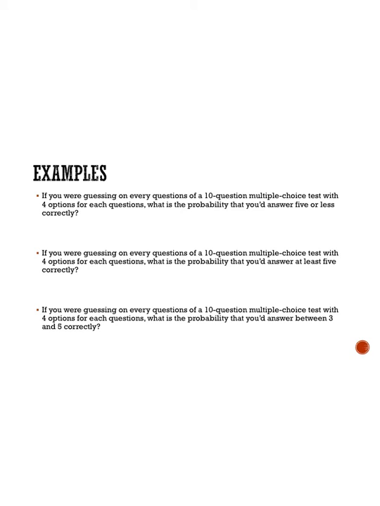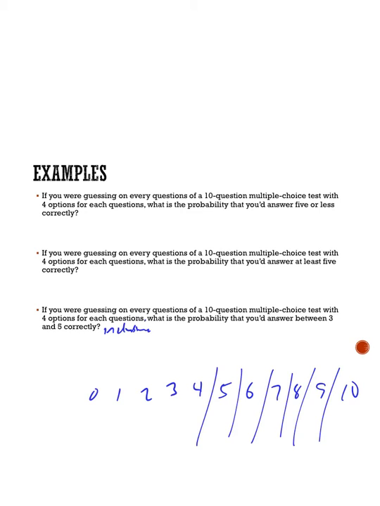If you were guessing on every question, what is the probability that you'd answer between 3 and 5 correctly? Let's say inclusive here. So this one I'll just talk about quickly. Again, you'd have to be careful here. So we got all these different possibilities, and we want 3 to 5 correctly. So we'd want this one, and this one. So how do you do that?